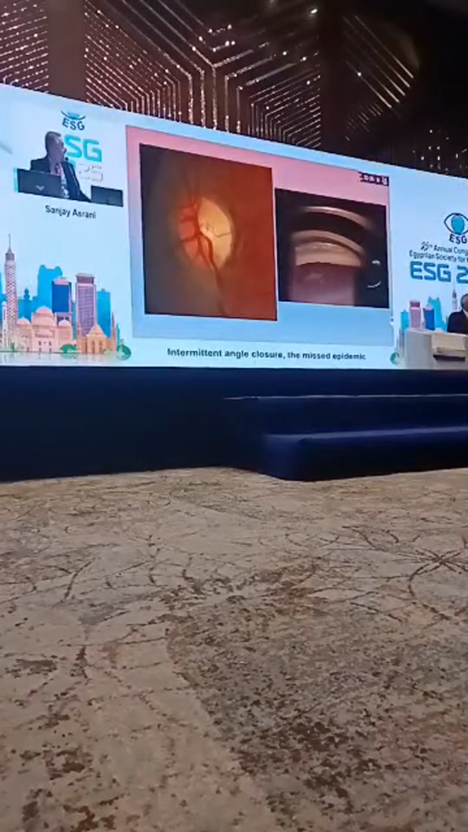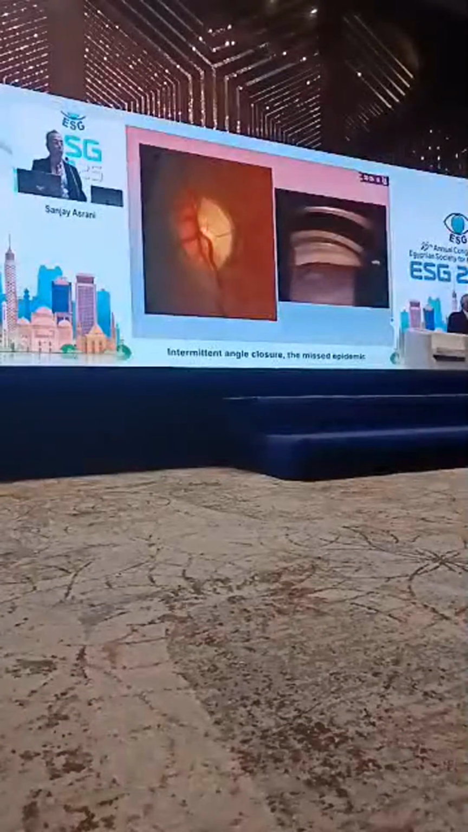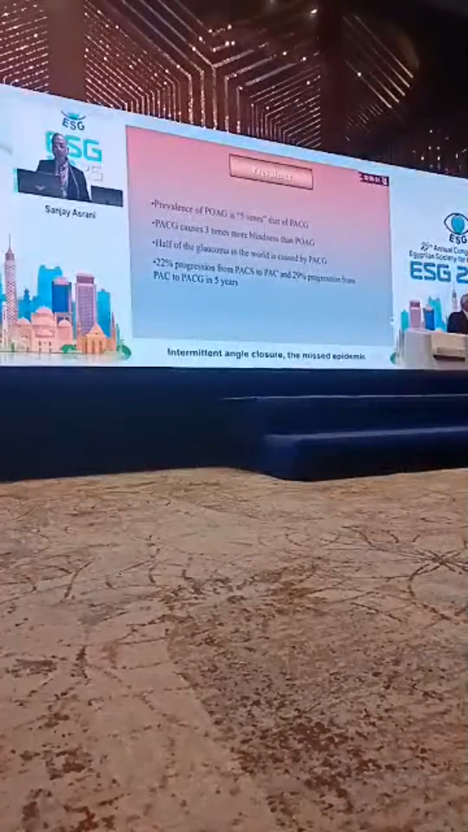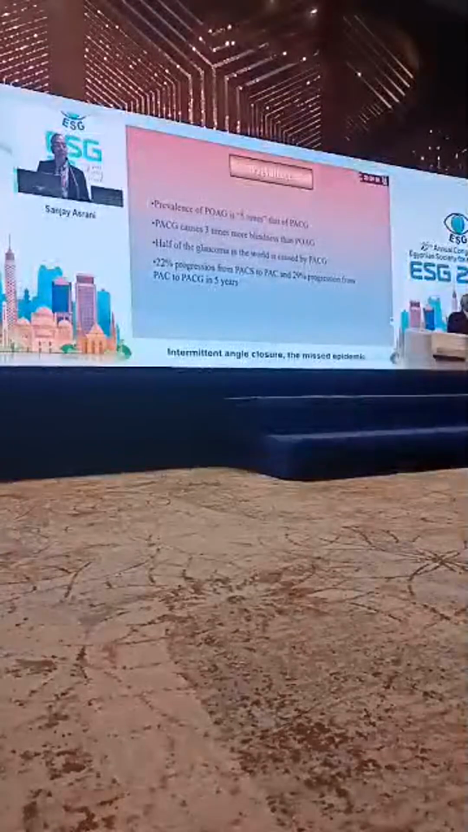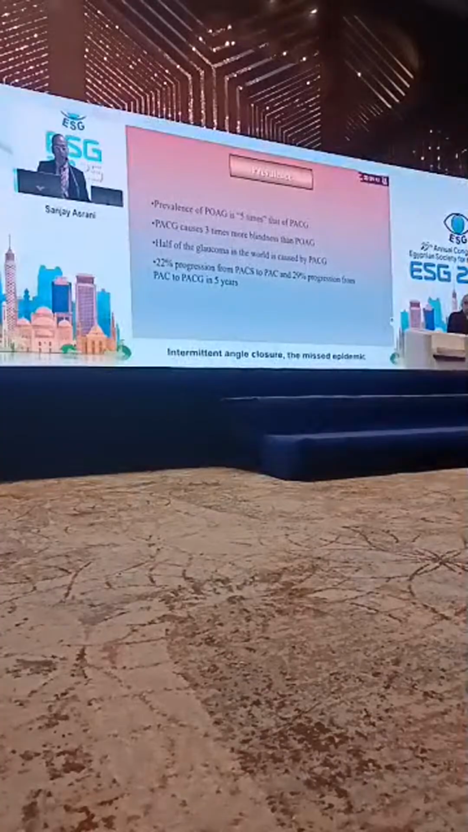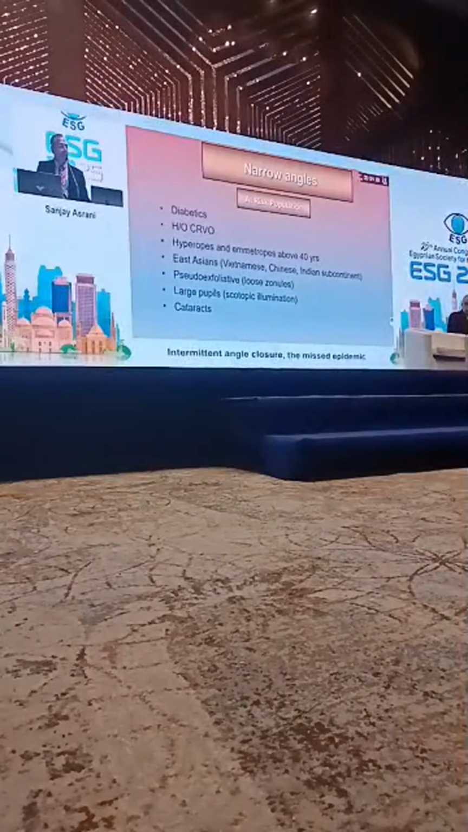You can see the convexity of this iris. We call this the Mount Fuji appearance, based on a volcano in Japan. Now, open angle glaucoma has been called five times more prevalent than chronic angle closure, but chronic angle closure causes three times more blindness. Half the world's glaucoma is caused by chronic angle closure. And 22% progress from suspect to angle closure, and 30% from closure to glaucoma. Who are the usual suspects? Who are the ones we need to look at more carefully?